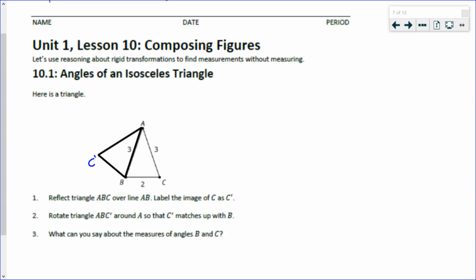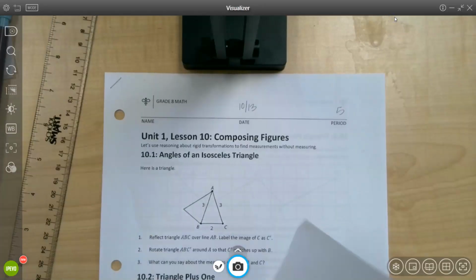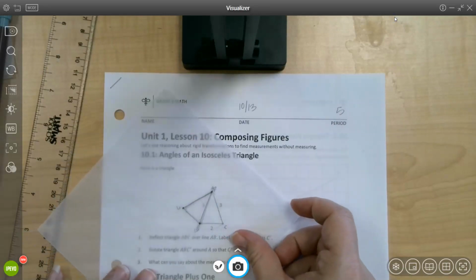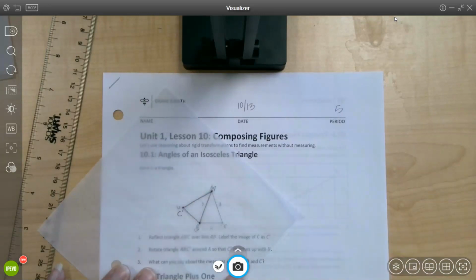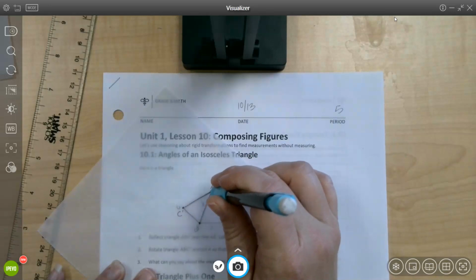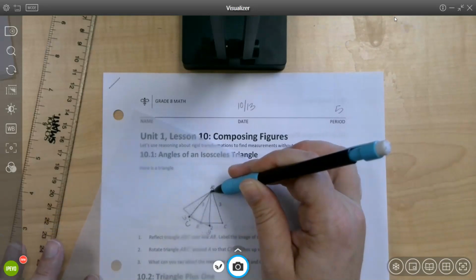Again, I'm going to switch over and model it with tracing paper, and then I'll switch back over here to show what that looks like. It says rotate triangle ABC prime around A so that C prime matches up with B. So this is what that's going to look like. You can see in my tracing paper, I have flipped it. And I'm just going to relabel this point on my tracing paper. I'm going to call it C prime as well. And now I'm rotating around point A. So I've poked my hole through the tracing paper, and I'm going to spin it around so that that C prime lines up with B.